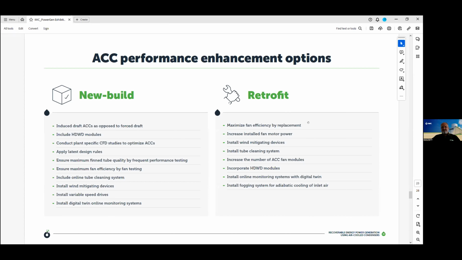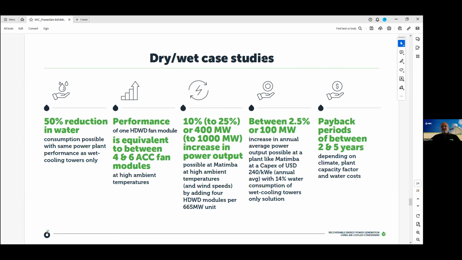Then retrofitting, definitely similar sort of approaches. So maximize fan efficiency, increase installed motor power if necessary, install wind mitigating devices. Often these are not included. Install tube cleaning systems, sometimes they're not included. Increase the number of air-cooled fan modules if space allows it, but definitely include or incorporate hybrid deflecmator modules. Install online monitoring and install fogging. This is least favorable. So dry wet case studies that we've done were very interesting.